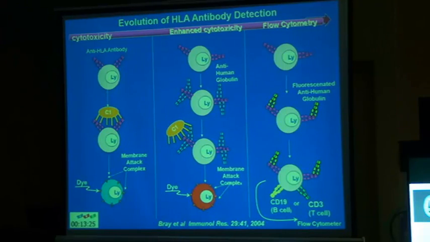Or by doing flow cytometry, which is the most sensitive technique for the cross-match, in which the antibodies are attached to the lymphocytes again, and we add the fluorescein-labeled anti-human globulin. If it is positive, there is an increase in the intensity of fluorescence. Also, we can differentiate between B lymphocyte cross-match and T lymphocyte cross-match by addition of more monoclonal antibodies, like CD19 for B cells or CD3 for T cells.